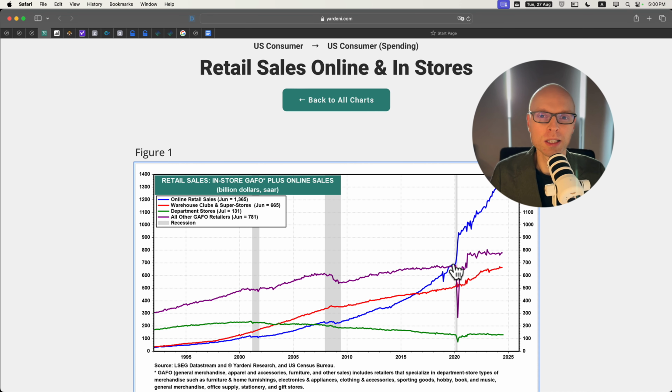When I consider whether I should buy or sell Amazon stock, this is one of the charts that I look at. Basically, pay attention to this blue line, which shows you online retail sales. Before COVID, it went up to nearly $700 billion. Then during COVID, it shot up to nearly $1,000 billion. And after COVID, it went up to nearly $1,400 billion. So it shows you that demand is still there and Amazon isn't likely to stop growing.